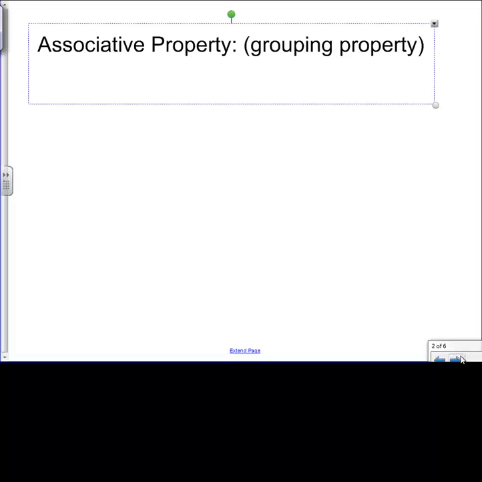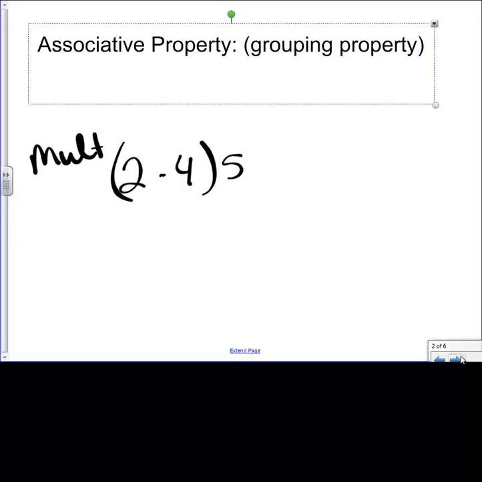The next one is the associative property. This is about grouping. And so there's a multiplication and an addition one. This first one is going to be 2 times 4, that's in parentheses, and then the 5 is on the outside, with no dot or anything between the parentheses and the 5, which still means multiply. So this is the same thing as 2 times 4 times 5.